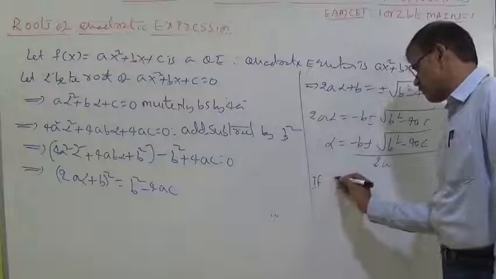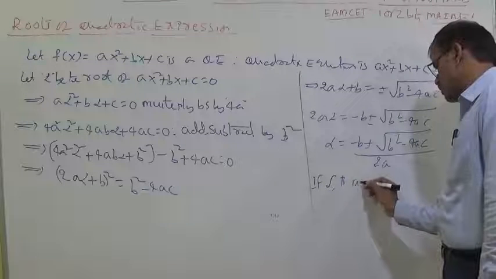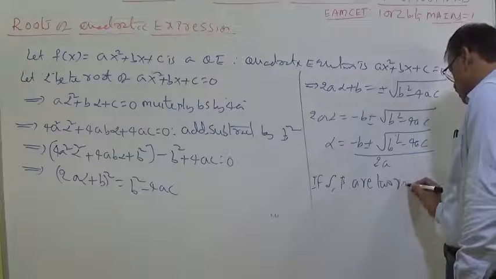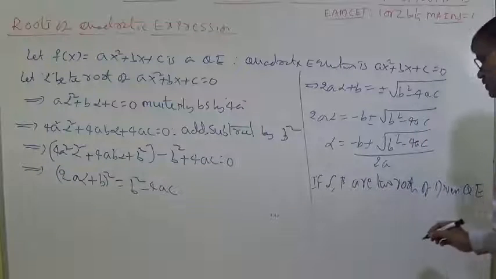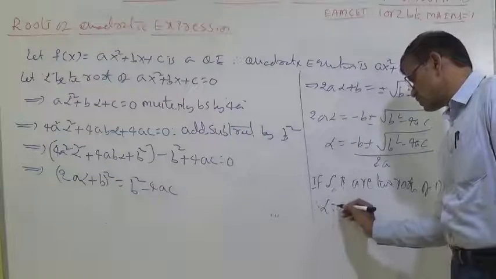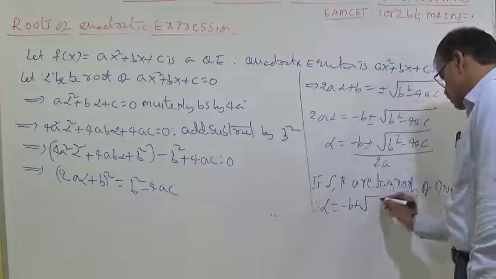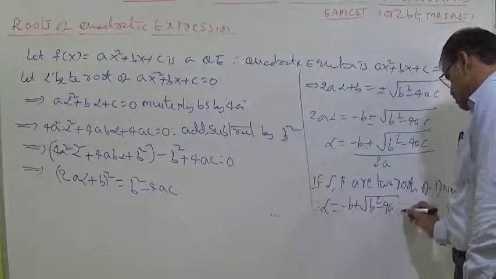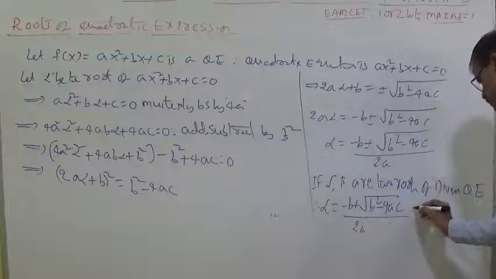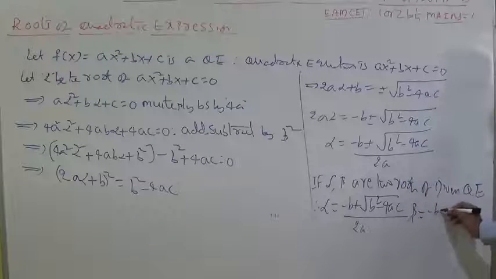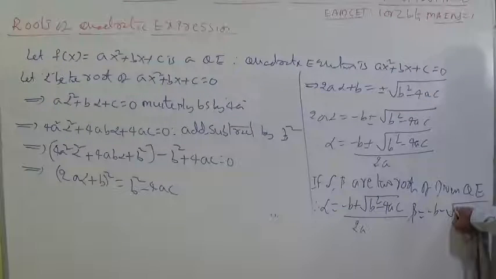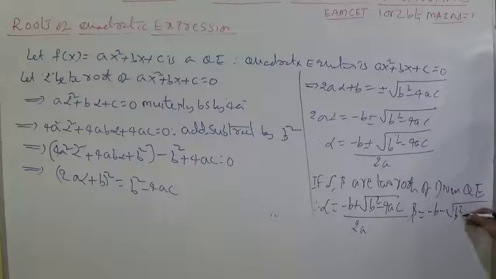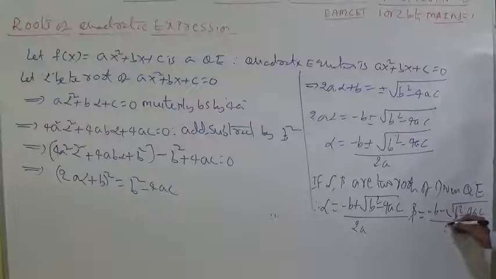If alpha comma beta are two roots of given QE, means given quadratic equation, among them you can write alpha is equal to minus b plus root of b square minus 4ac by 2a, and beta is equal to minus b minus root of b square minus 4ac whole by 2a.